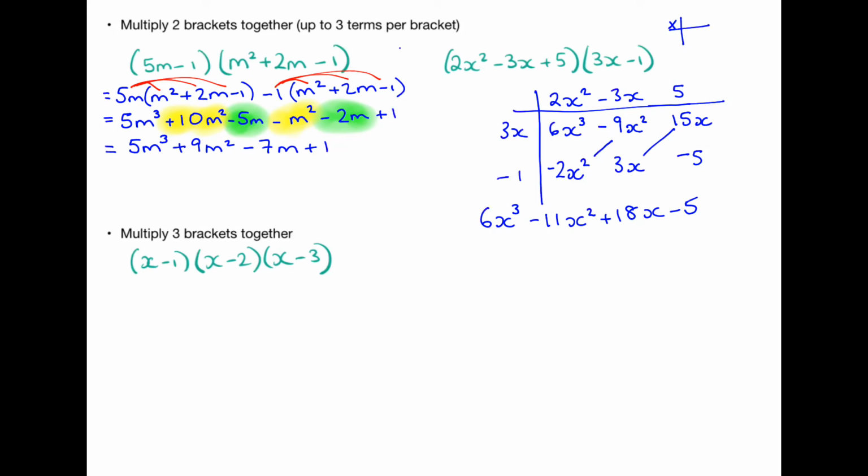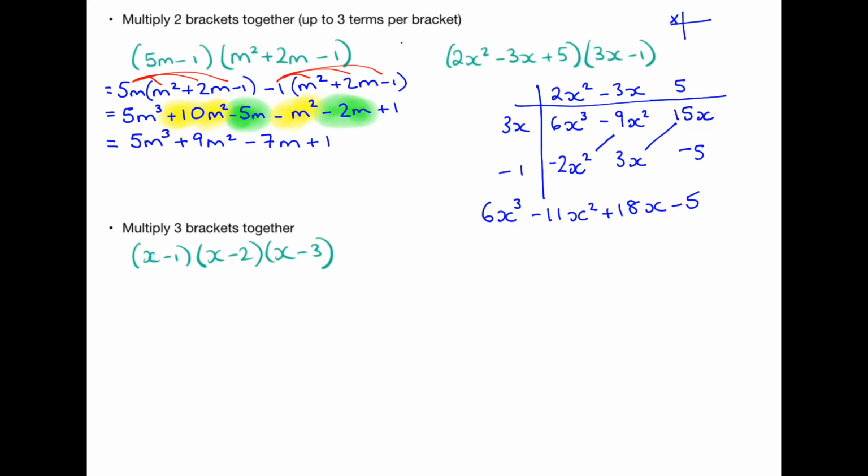And then the last one that we're going to do today, multiplying 3 brackets together. Remember what we do for this is we multiply first 2 brackets together, and then the answer, we multiply it by the third one. Okay, so we're going to first of all work out x minus 1 times x minus 2. So I'm going to use lines for this.